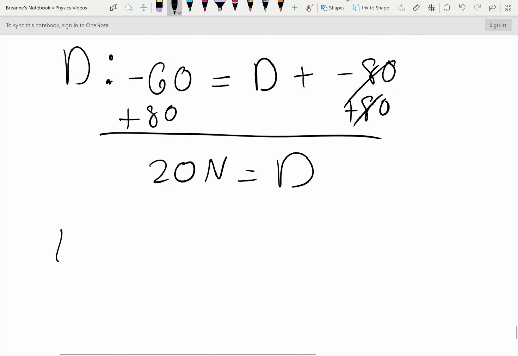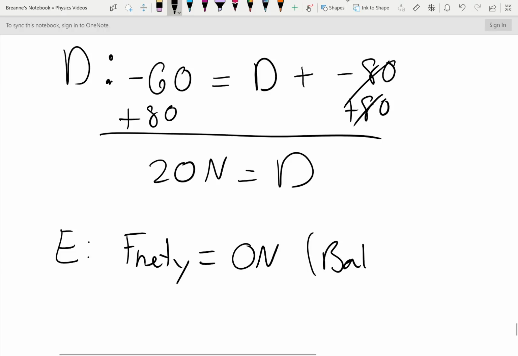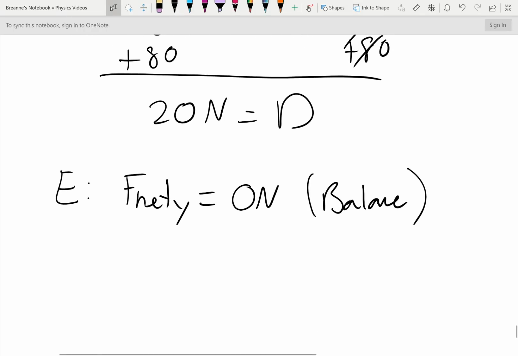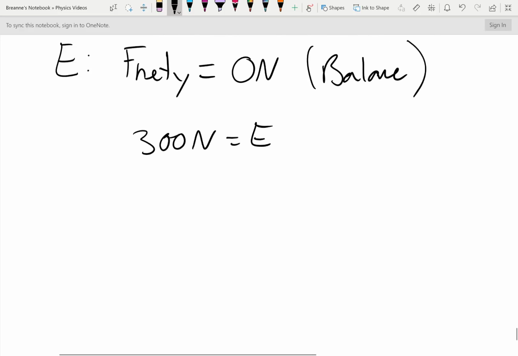To figure out E, again, it says it's only going 60 to the left. That means it's not moving up or down at all. It's balanced up and down, so your net force in the Y direction is 0. Since we have 300 going up, that means we have 300 going down. So your E equals 300.